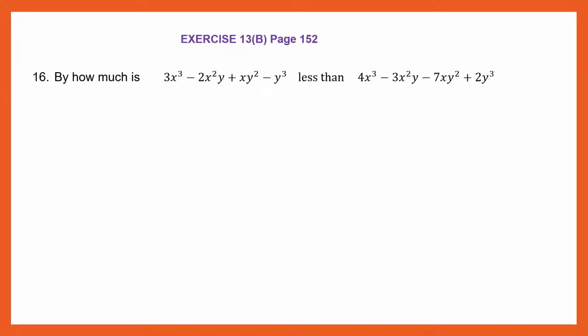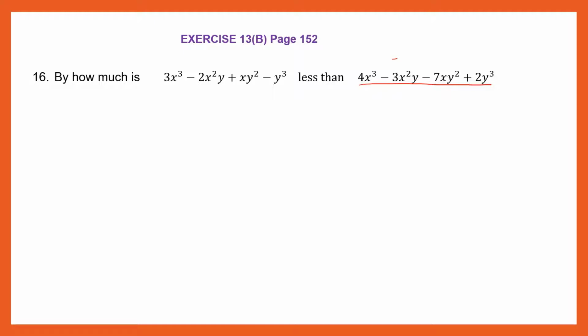Question 16. By how much is the first expression less than the second expression? Now suppose I give you simple whole numbers here. Suppose I say by how much is 4 less than 7? What do we do? We do 7 minus 4 and we get our answer as 3. So we're going to write the first expression first and below that we write the second expression.